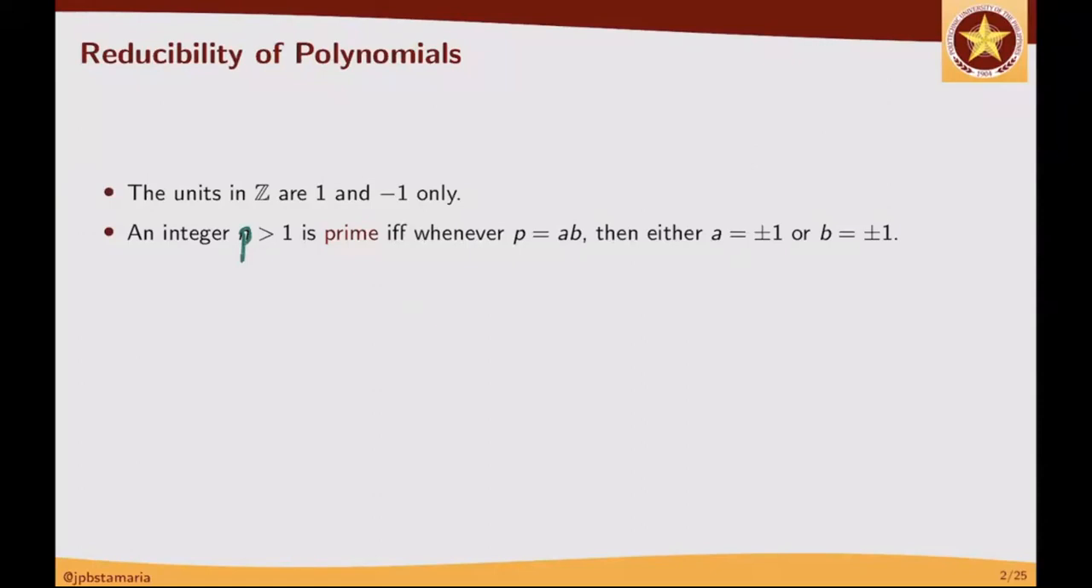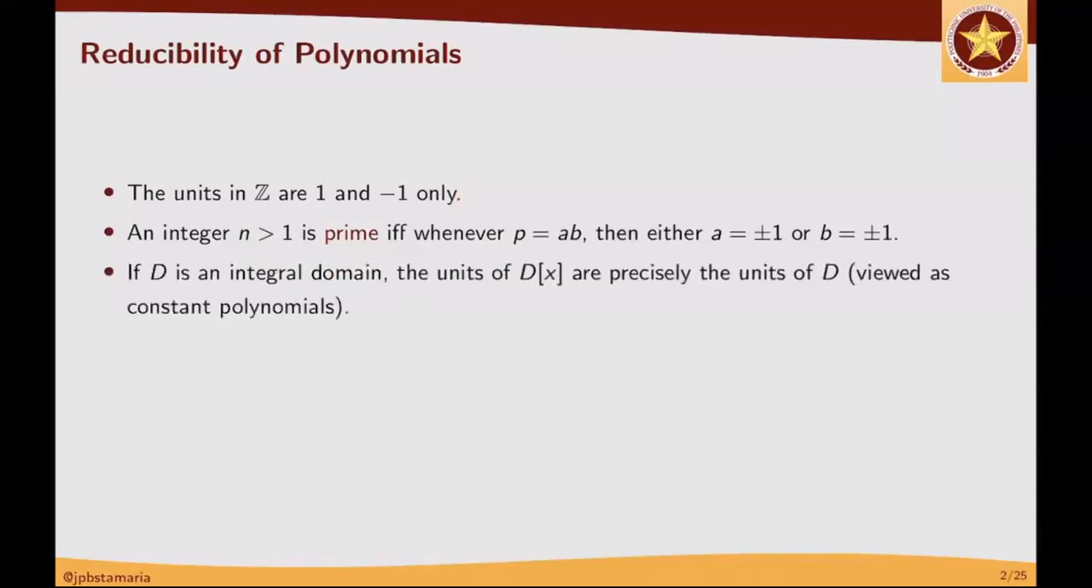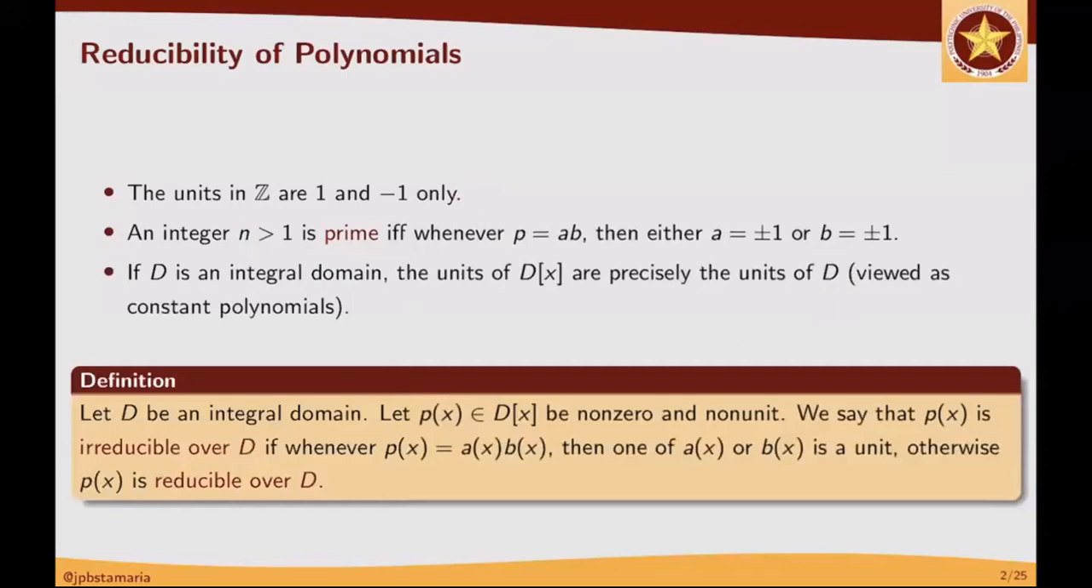So this is one way to characterize prime numbers. Okay? In short, kapag si prime ay in-split mo into two factors, dapat yung isa sa mga factors ay unit. Yan lang naman ang gusto kong sabihin dito. Kasi ang mga units ng Z are plus or minus 1. If D is an integral domain, the units of D[x] are precisely the units of D, right? Yung underlying ring when we view them as constant polynomials.